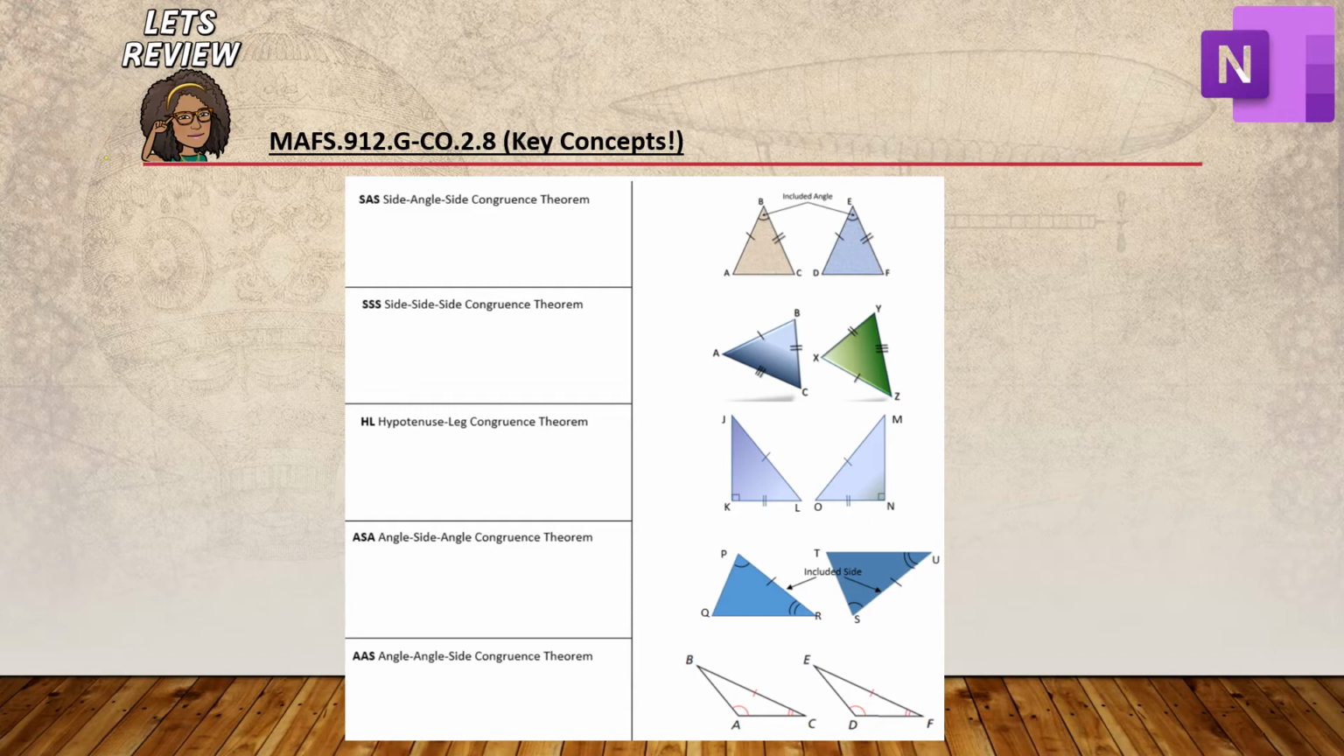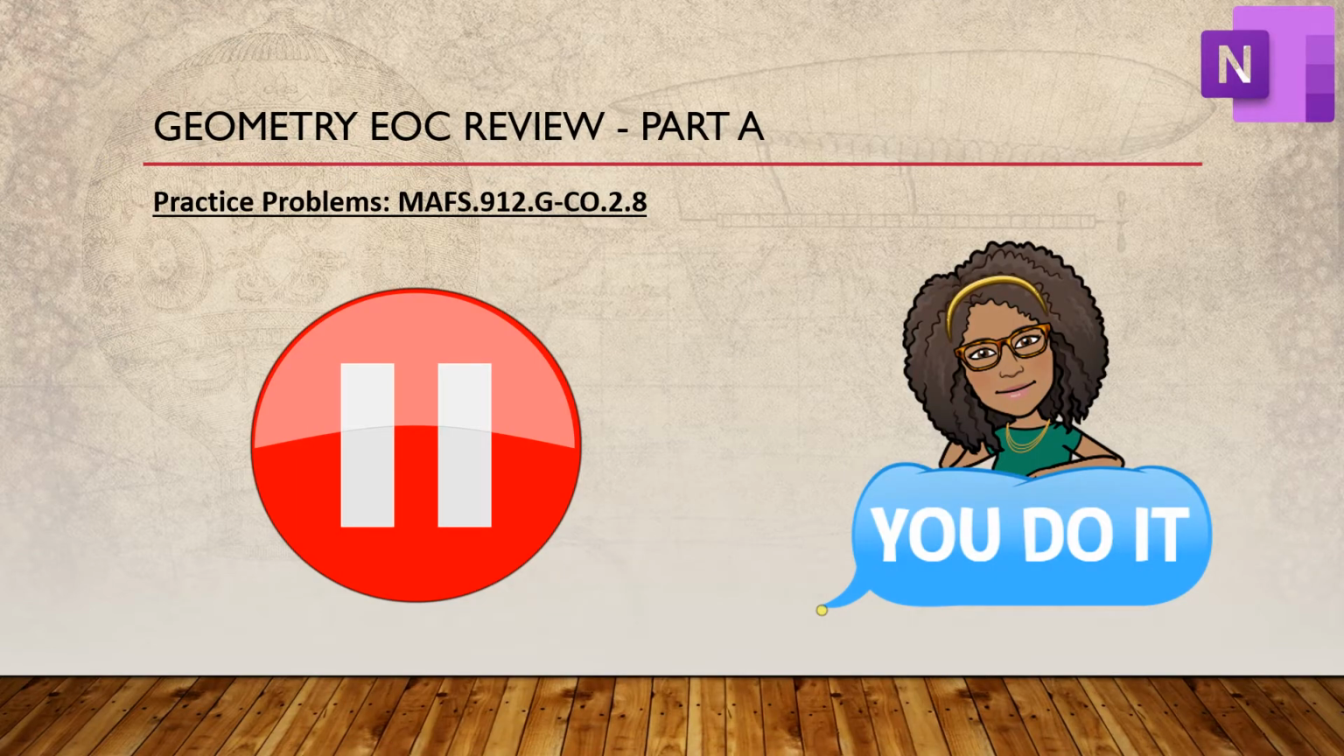So the first standard we have is G.CO.28. In your notebook, you already have your key concepts. You're going to take a moment to review these key concepts. These are the same concepts that have been shown to you in topic 2 of your lessons from this school year. So take a moment to review these concepts, and then you're going to pause this video to see if you can try the first 3 problems for this standard.